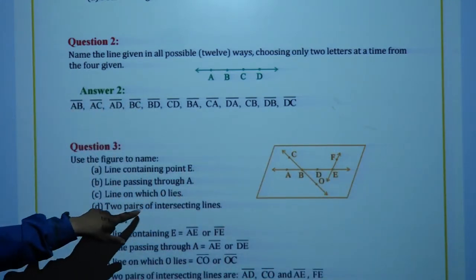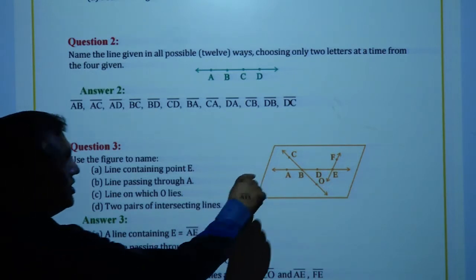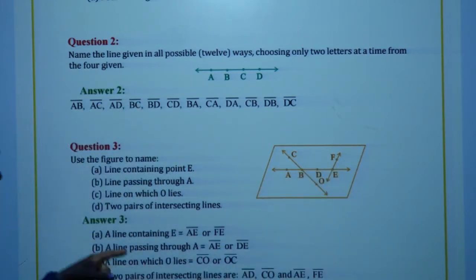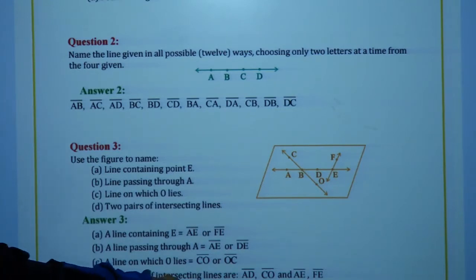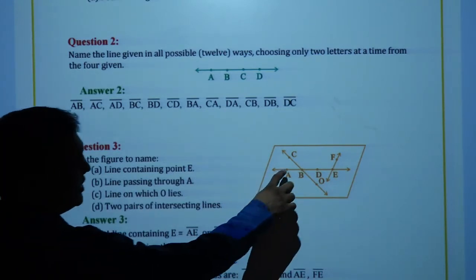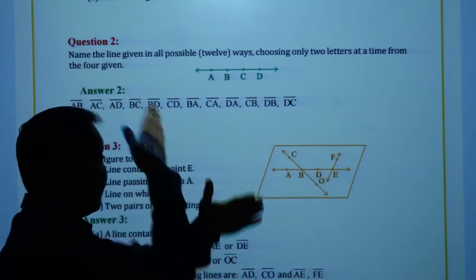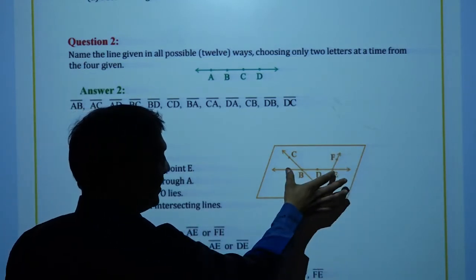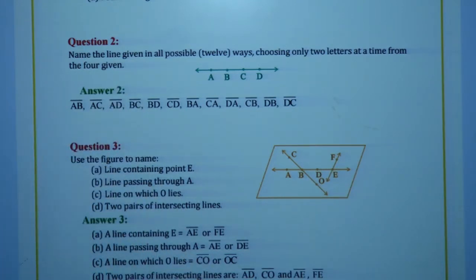Next, two pairs of intersecting lines. Intersecting lines means crossing lines. One line and another line crossing is called intersecting lines. This is a line and this is a line, intersecting. So you have to write two pairs of intersecting lines. Two pairs of intersecting lines: AB and CO, both are intersecting. And AE and FE, both are intersecting lines. Okay, dear. Now we will go to the next question.